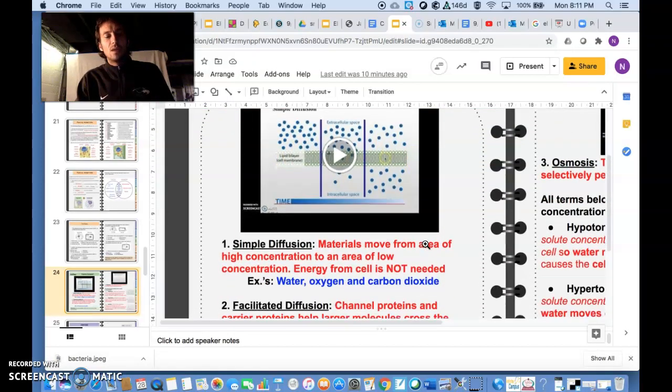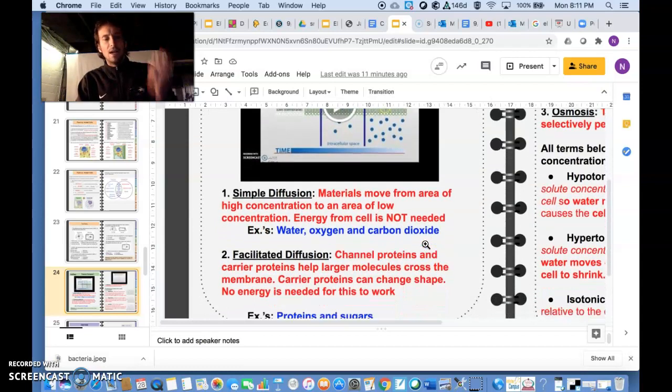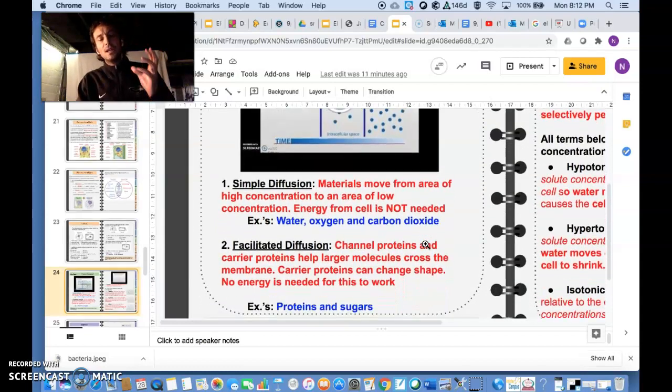So you watched a video on that, and here it's defined for you. Simple diffusion is just the idea that materials, atoms, really, molecules, small molecules, move from an area where there's a lot of them to where there's not as much, where there's a high concentration of them to where there's a low concentration of them. Kind of like sliding downhill, right? It's almost as natural as gravity in some regards.